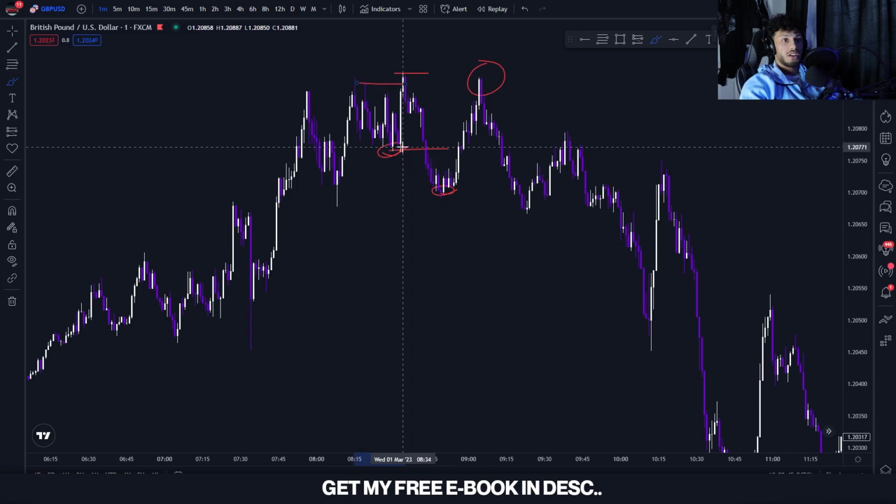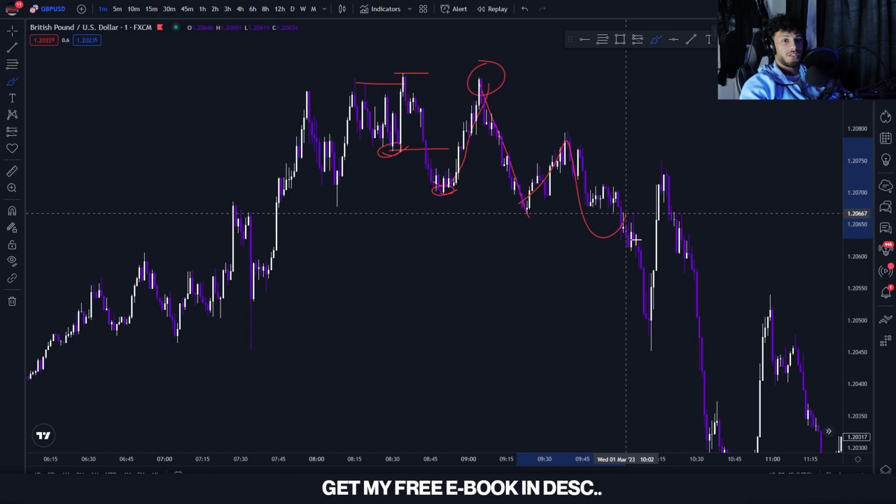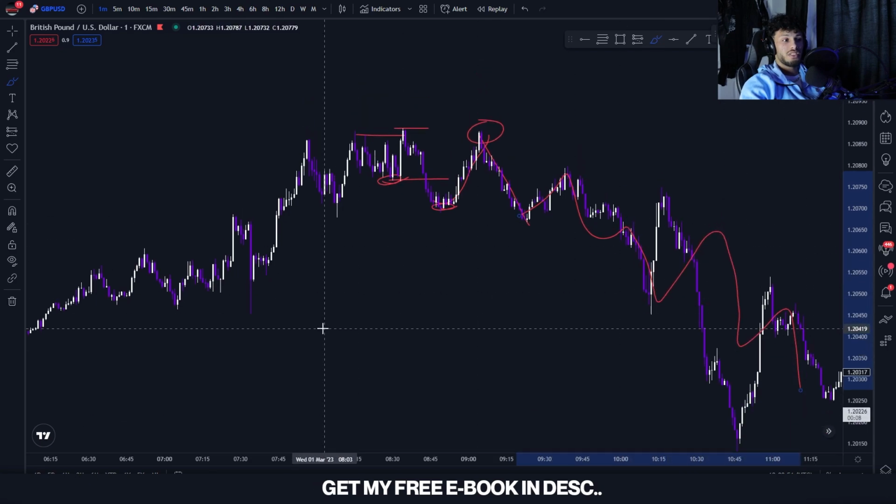Clear that high. Clear that low. Pull back. Failed to break that high. Lower low. Pull back. As you can see, structure has changed to the downside. This is very, very important.